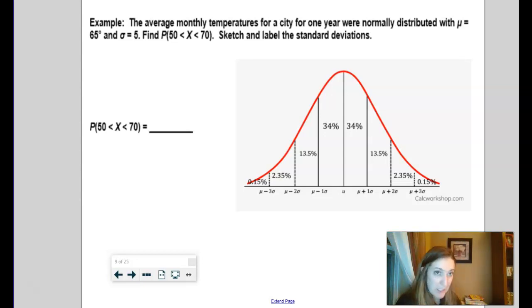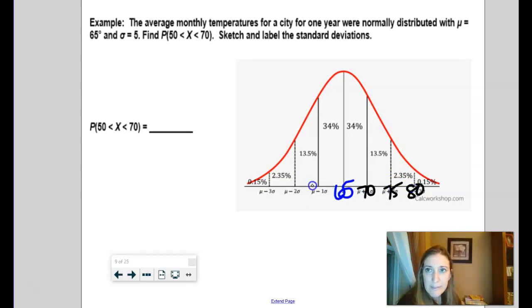So this question here, again, I stole the picture off the internet. You're going to have to draw that yourself. We have the average monthly temperature has a mean of 65. So I'm going to put 65 smack dab in the middle, and then a standard deviation of 5. So every deviation I go up, I'm going to add 5 to that. So 70 and 75 and 80.